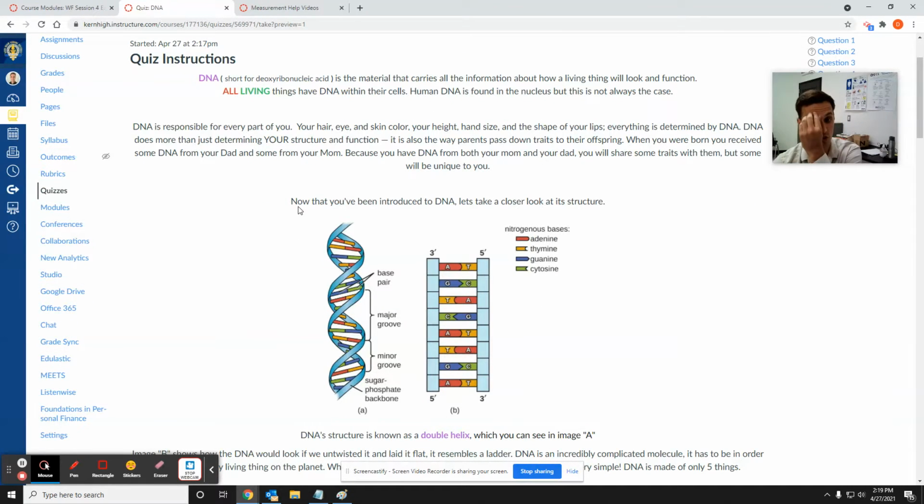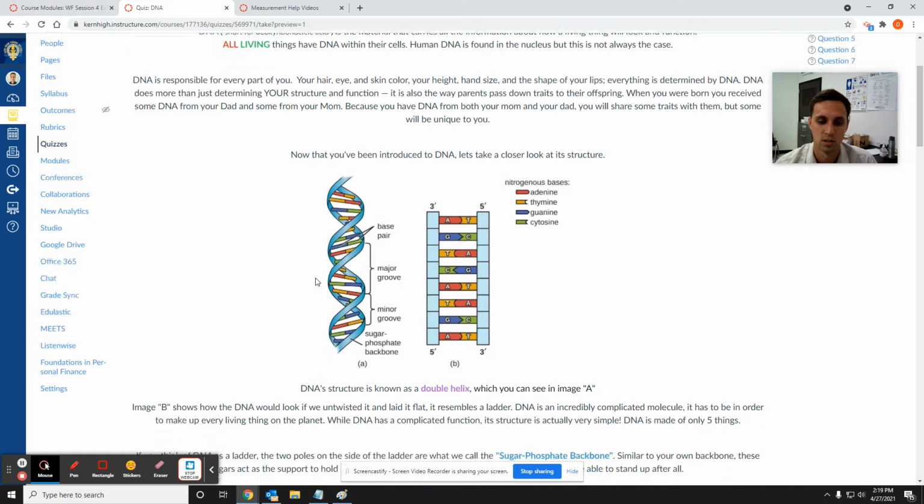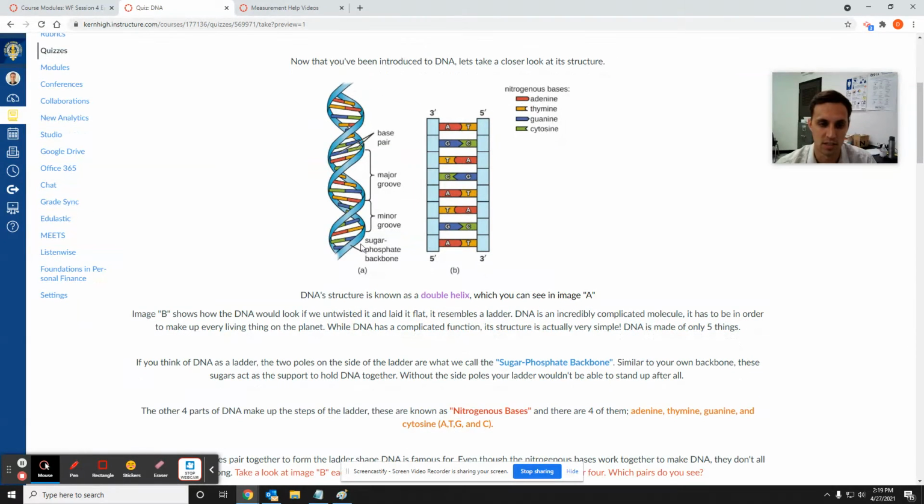So now that you've been introduced to DNA, let's take a closer look at its structure. So over here, you'll see on this side, figure A, this is how DNA looks. We call this structure a double helix. I'm going to come back to this one after we look at B for a second. Image B shows how DNA would look if we untwisted it and laid it flat. And you can see that it resembles a ladder. So that's talking about B right here. Looks a whole lot like a ladder.